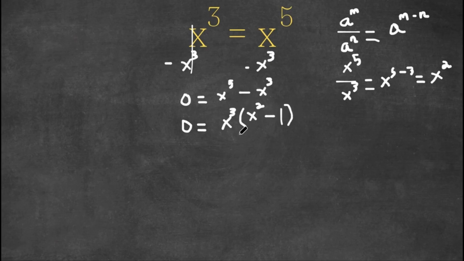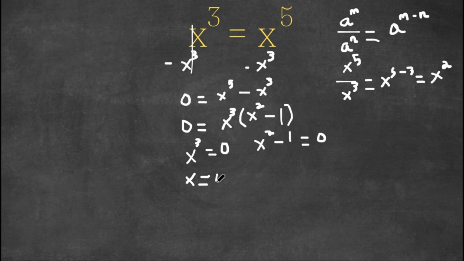So now we have two equations from this. We have x to the power of 3 equals 0, and x squared minus 1 equals 0. Well, x to the power of 3 equals 0. What to the power of 3 equals 0? The only number that fits in for x here is 0. So we have x equals 0, and this is one solution.